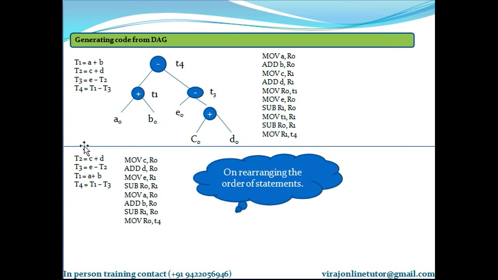Now if I rearrange the order of the three address code, I get a smaller object program. What did I do here? C plus D I am moving on top. E minus T2 I am moving on top. A plus B I am moving down. And T1 minus T3 I am keeping as it is. I am just reordering these statements, and I am getting a smaller object code. So this is how the compiler optimizes and gets a lesser size object program.